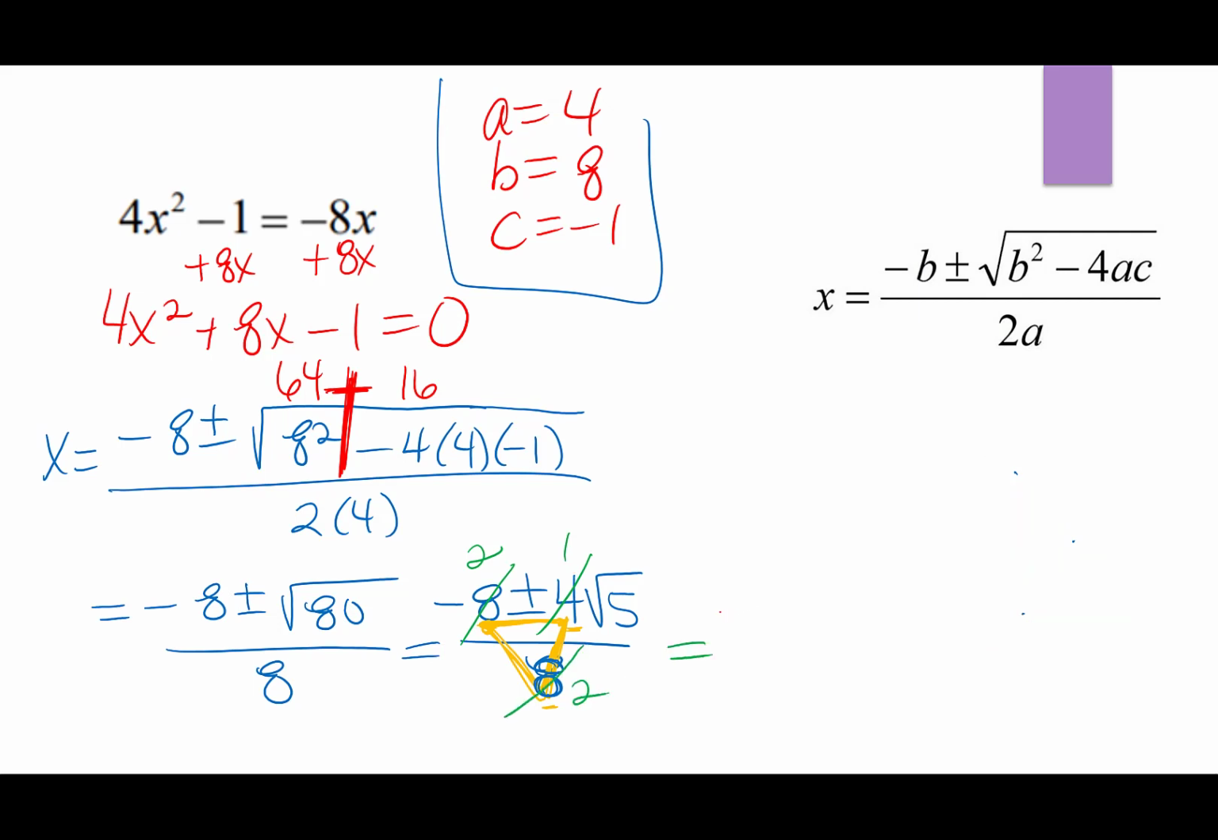That looks like negative 2 plus or minus. It's not necessary to put that 1 in front of the square root of 5, so we'll just put square root of 5 over 2. And that's your final answer.